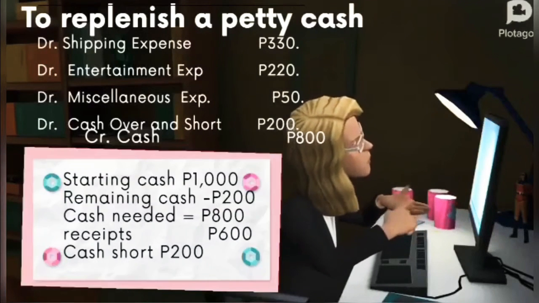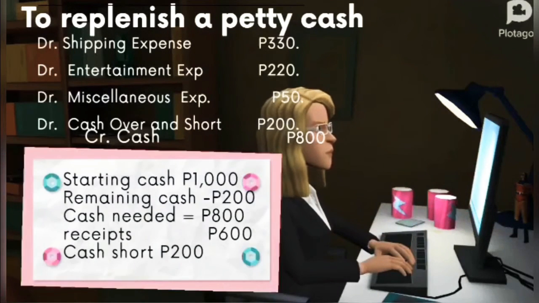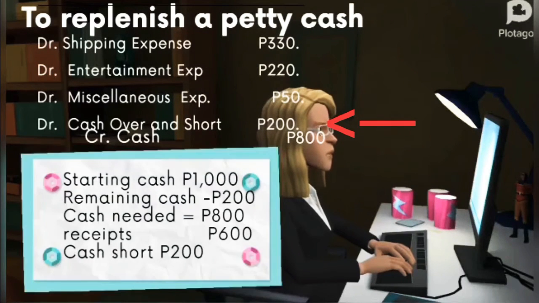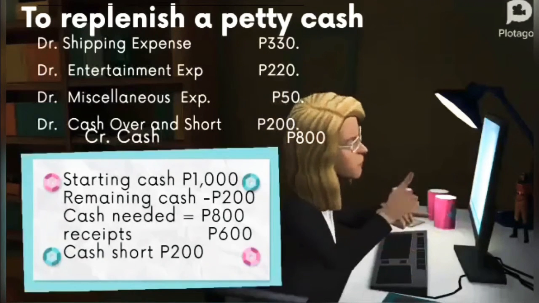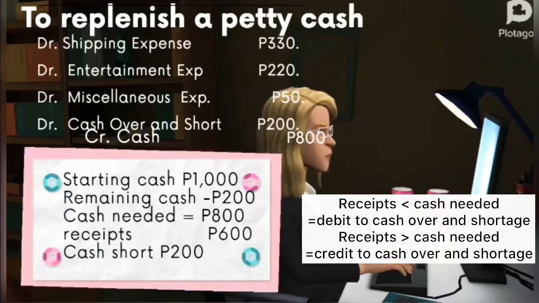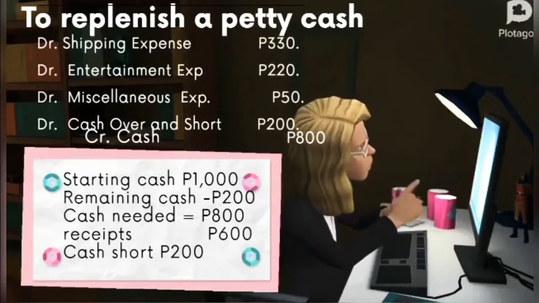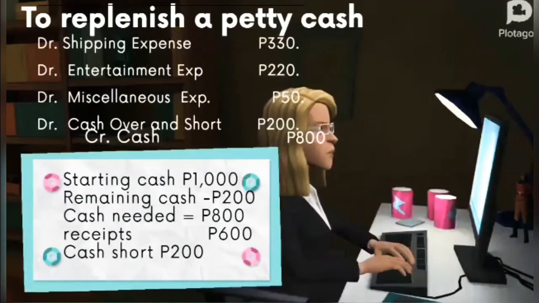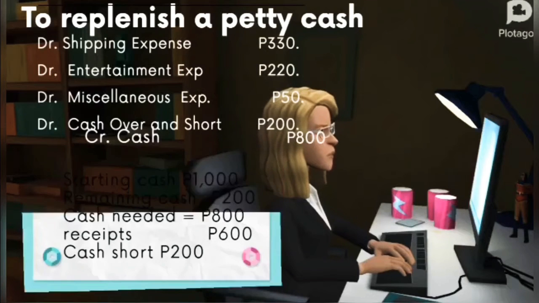When the information is given to the accountant, they must add a debit to Cash Over and Short to account for the 200 shortage. If there is an overage, there would be a credit to Cash Over and Short. Again, we are writing a check for only the amount needed to replenish the Petty Cash Fund back to its starting point.